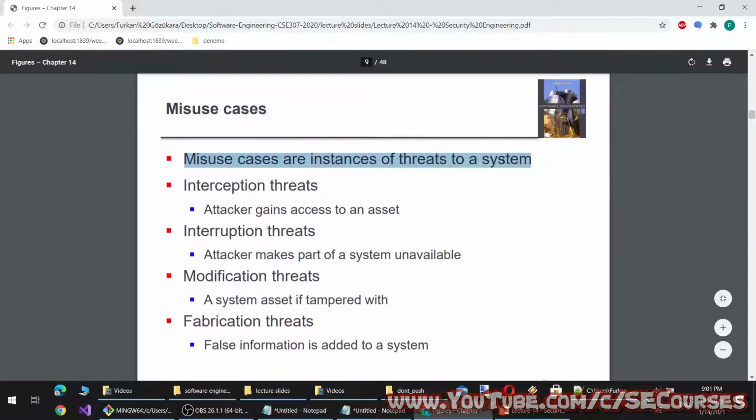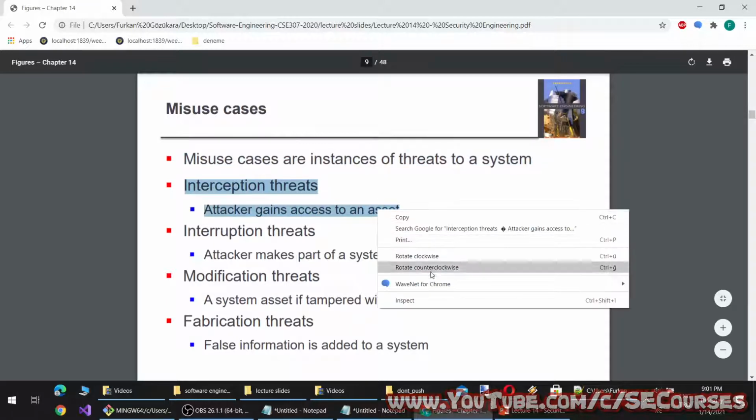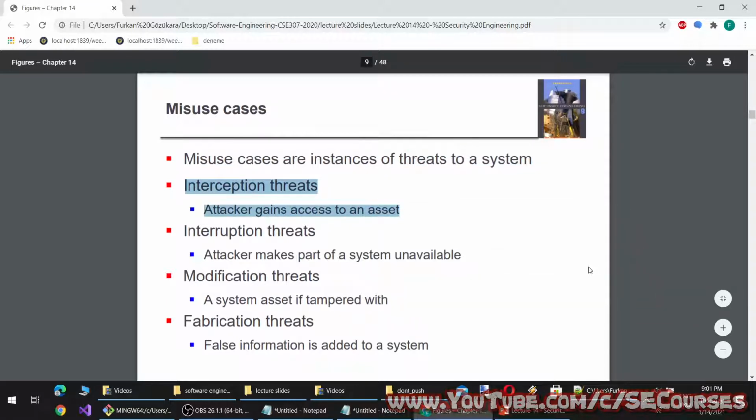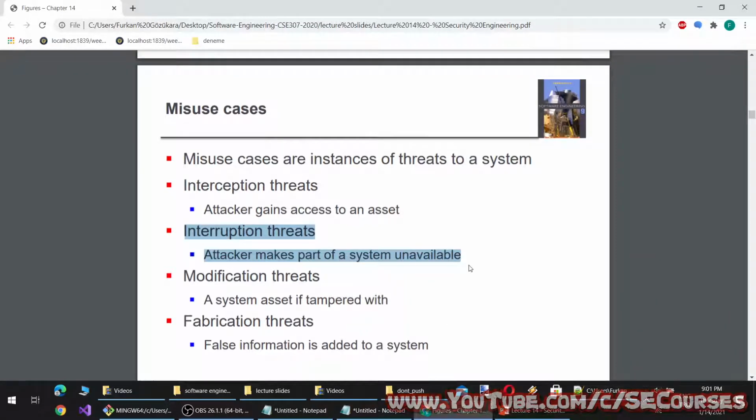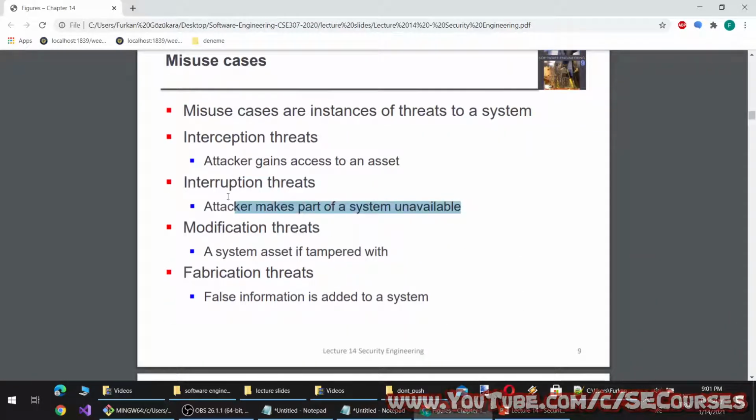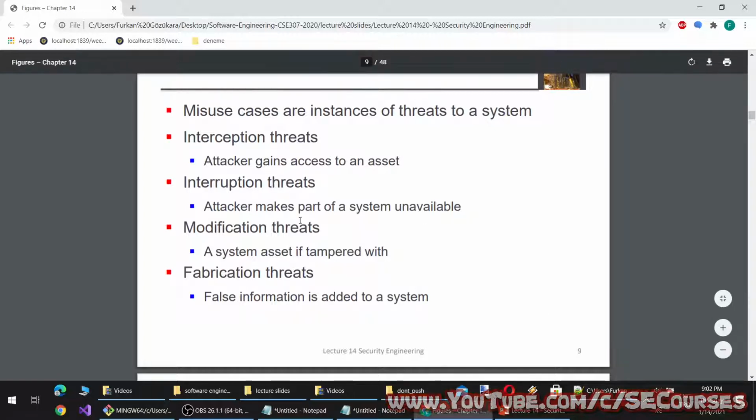Misuse cases. Misuse cases are instances of threats to a system. Interception threats: the attacker gains access to an asset. It can be anything, such as your network card, your graphic card, your operating system, etc. Interruption threats: the attacker makes part of a system unavailable. So if an interruption attack happens, part of your system becomes unavailable, such as the attack disables your mouse and you can't use it anymore, or other things.